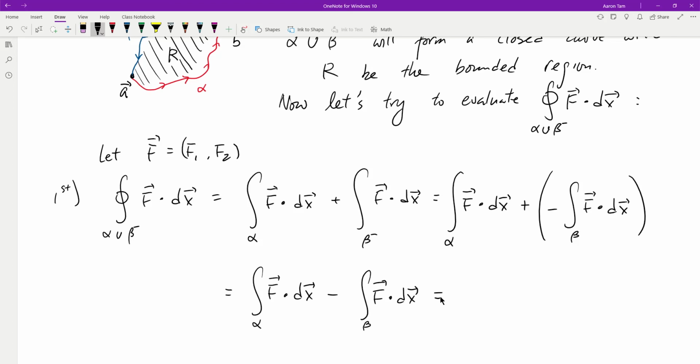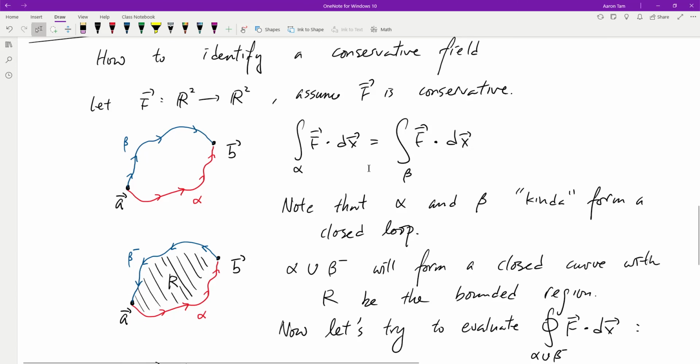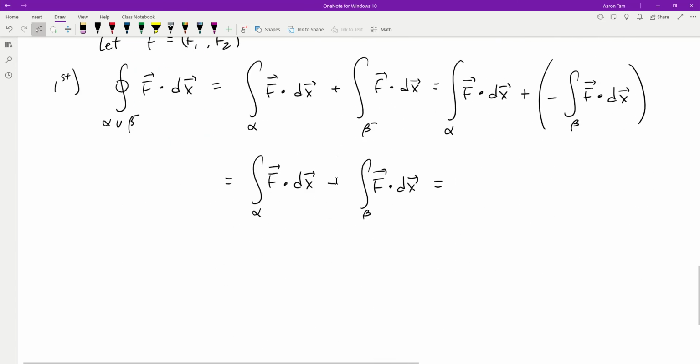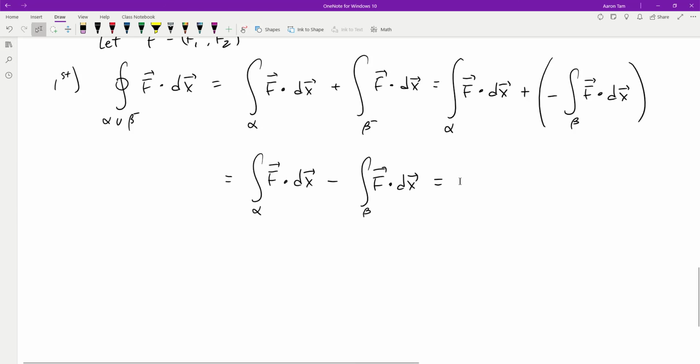And here comes the important part. Because we know that f is conservative, we know that these two line integrals have the same exact value. So therefore, when I subtract them, I actually get 0. As a matter of fact, a very interesting property of conservative fields is this.